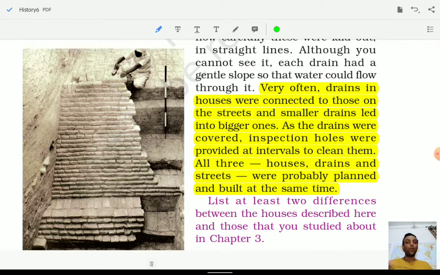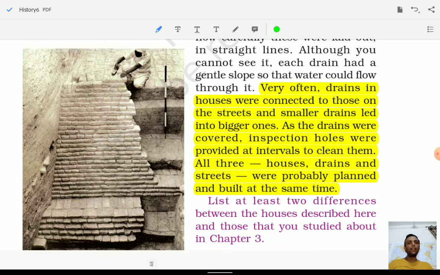All three, what all three? The houses, drains, and streets were probably planned and built at the same time. So whenever you get any question about what we can do in urban areas in today's scenario, keep this in your mind. You can always refer to the Harappan Valley civilization, and what type of arrangement they made.